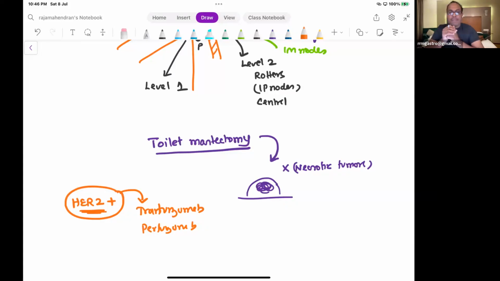So internal mammary nodes are usually not detected clinically. Internal mammary nodes are usually detected only on CT scan or with the help of lymphoscintigraphy.